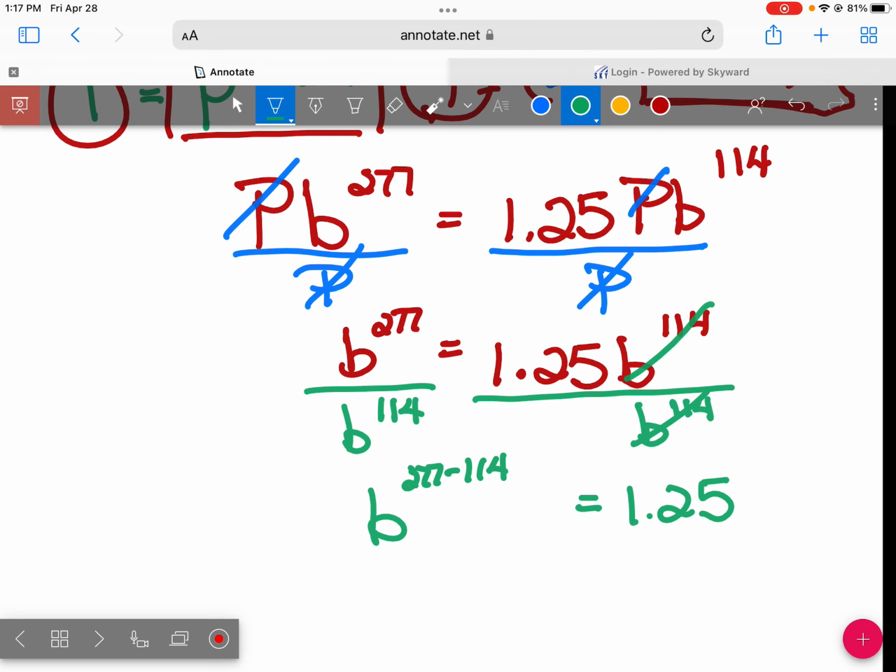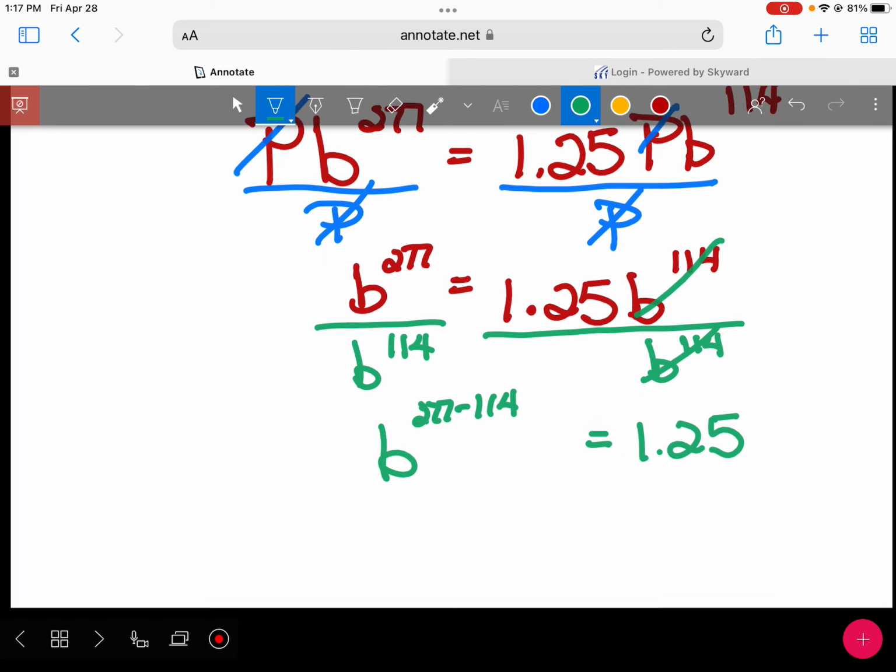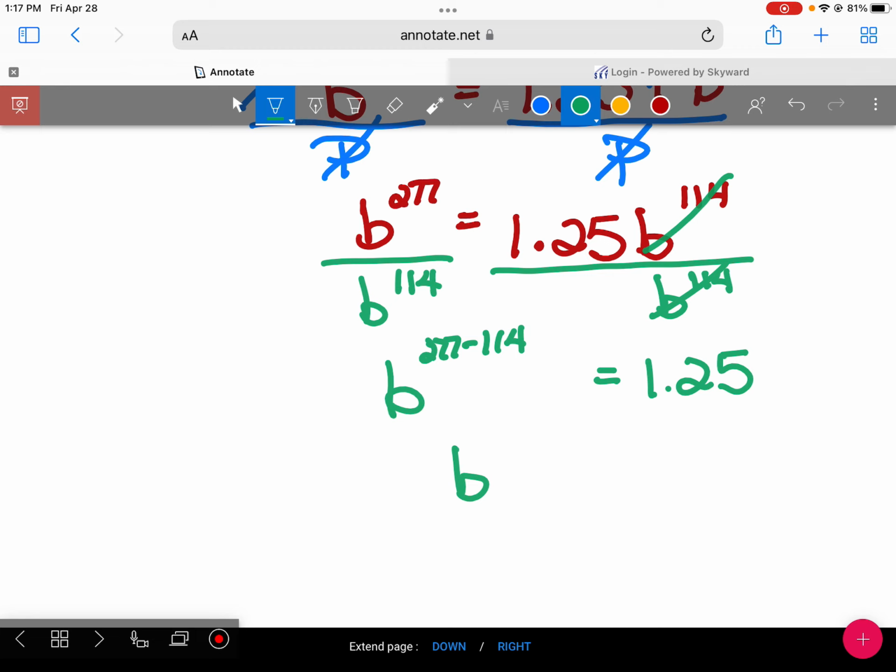Does anybody got it? 163. B to the 163 is equal to 1.25. Check my math. Is 163 right? Yeah. Okay. We're trying to solve for B. So what would I do here?